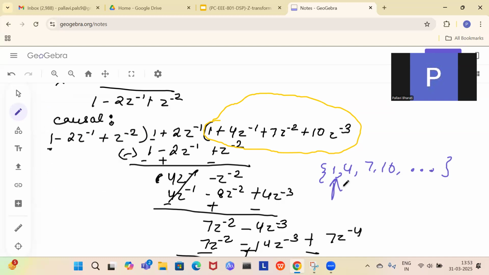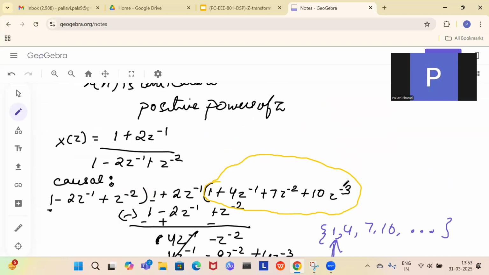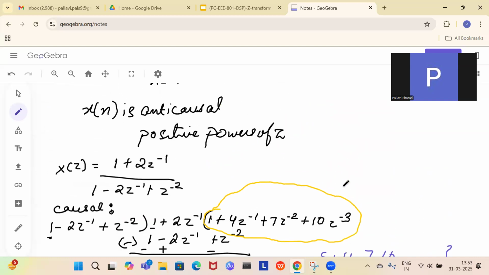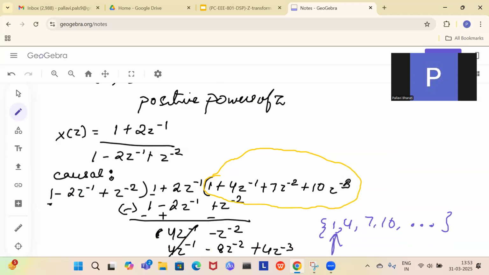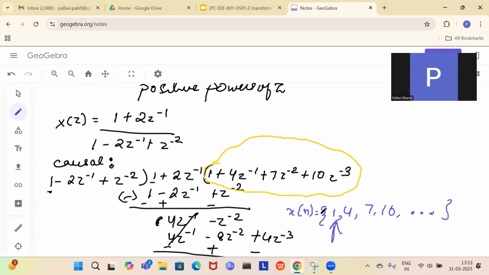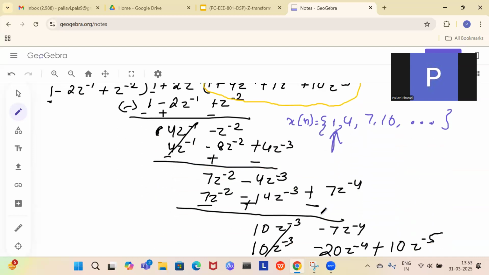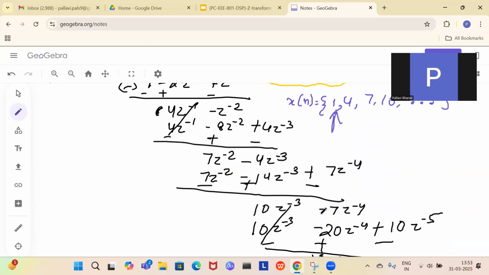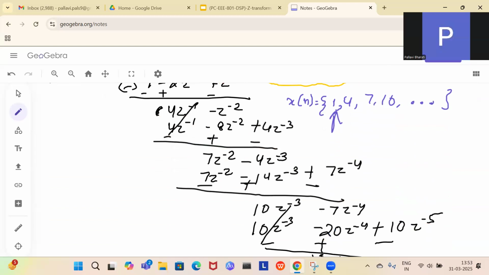So this is the case when xn is causal. This is the value of x of n. This x of n is here, look at it. So this method can be applied if you have been given this xz in the rational form, then you can apply it. But there are some problems with this method.